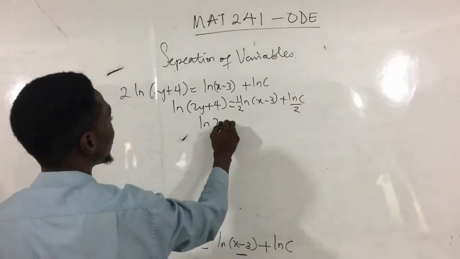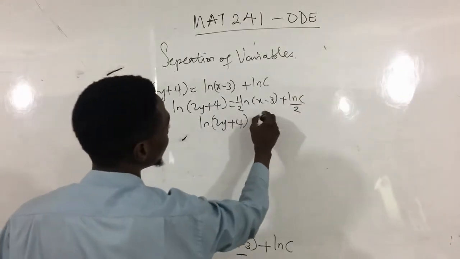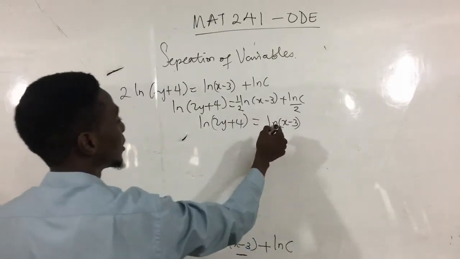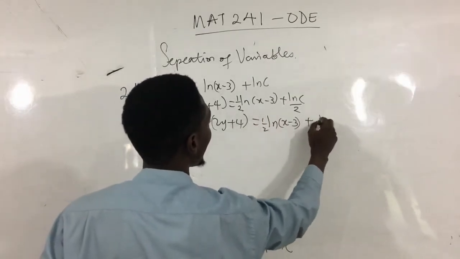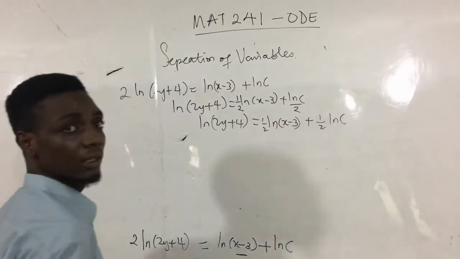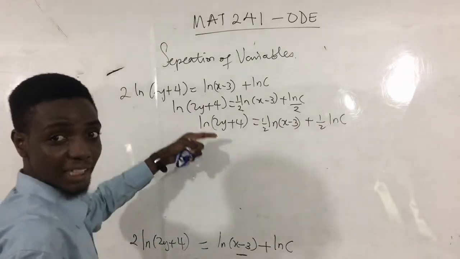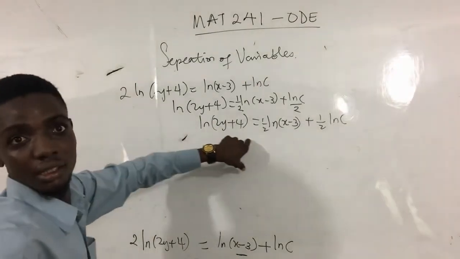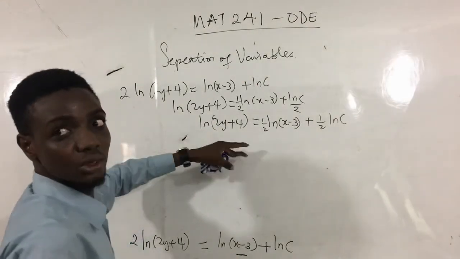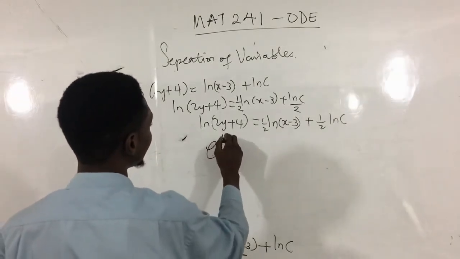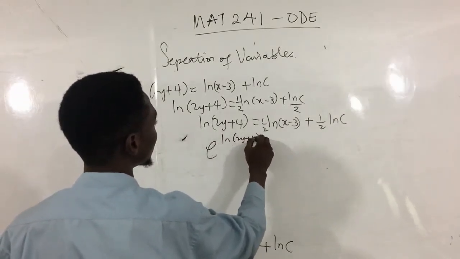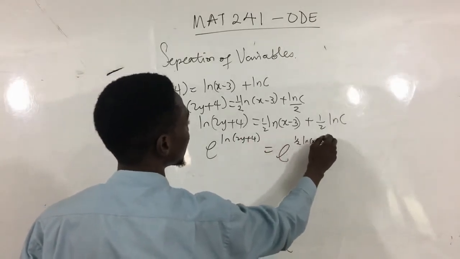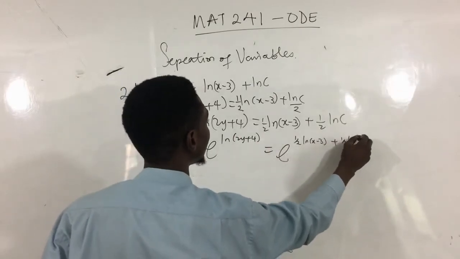So we have ln(2y + 4) equal to half of ln(x - 3), and half of ln c. Okay, now we need y. Again reminding us, how do we leave only y on this side? We do e raised to power. We take the exponents of both sides, okay? So that's e raised to power ln(2y + 4) being equal to e raised to power half ln(x - 3) plus half ln c.